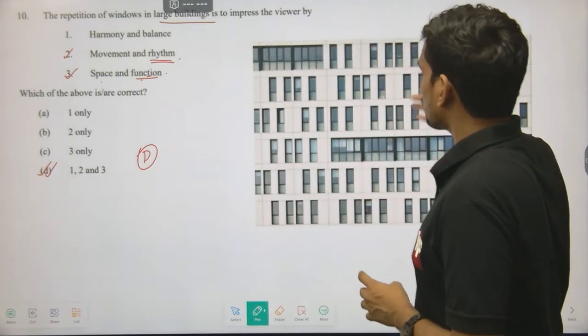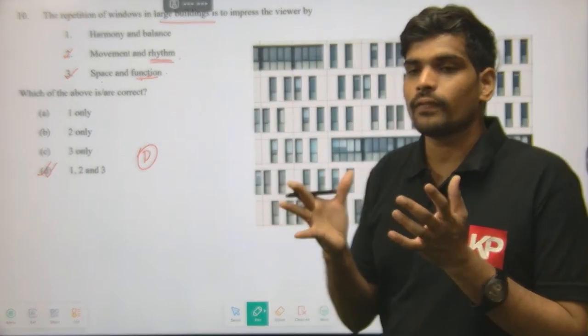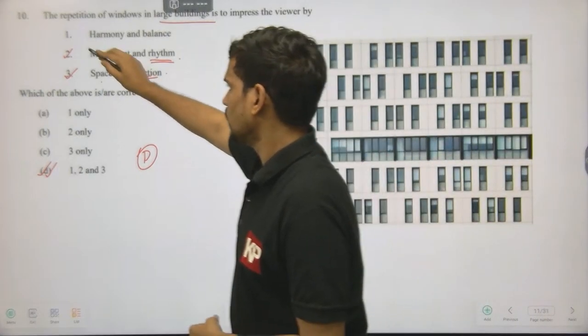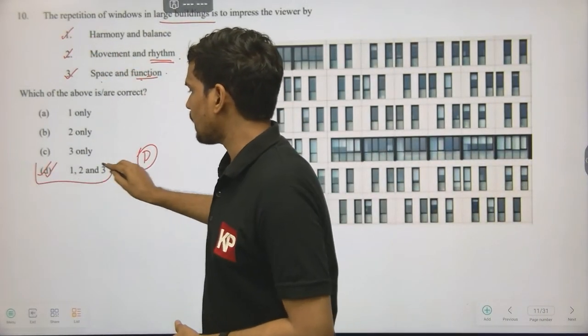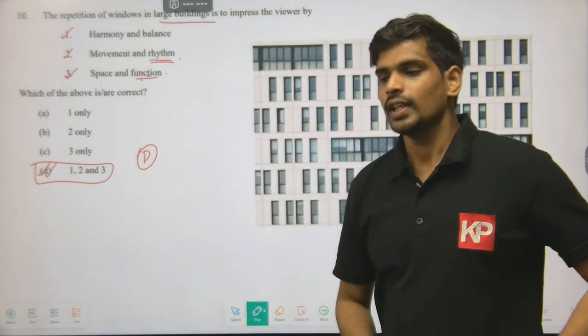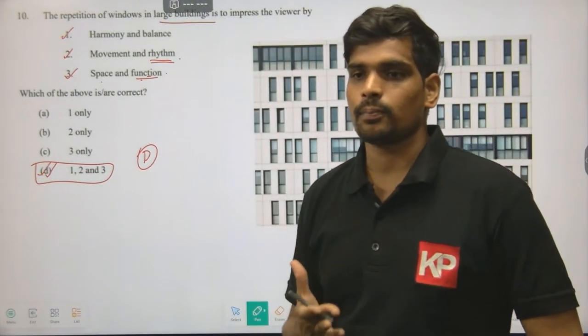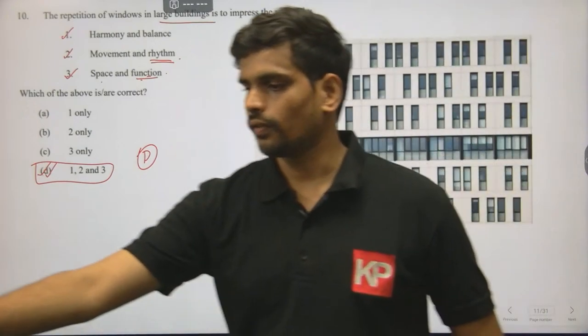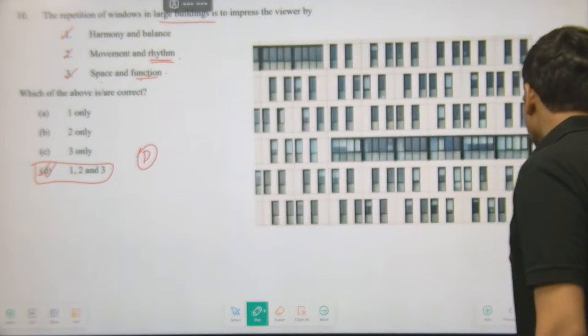Now, in a large building, due to repetition of the same type of windows, you will feel that oneness. You see a sense of unity in it. So, all the three options are correct. D is the appropriate answer in this particular question. So, you need to have a good understanding of the basic principles of design as well from the UPSC examination point of view. Moving on to the next one.